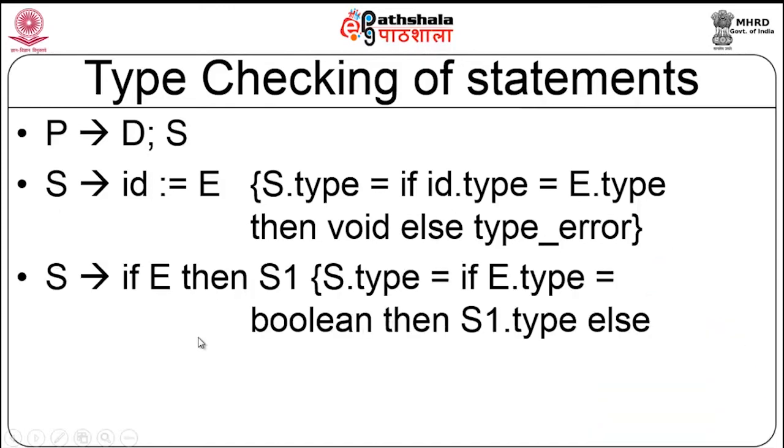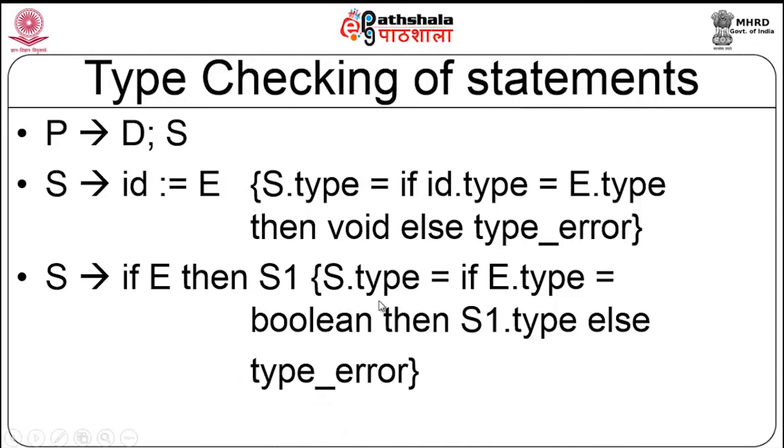The next one is if expression then statement. We know that this is a simple if construct. Again here, the type of S depends upon whether this expression is boolean, because you are validating whether it is boolean, and then you go into S1. If it is not, you stop. So for if E then S1, S.type is equal to: if E.type is equal to boolean, then whatever type S1 refers to is assigned to this S, else you throw an error.